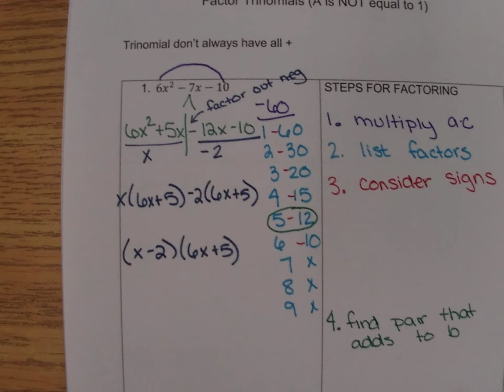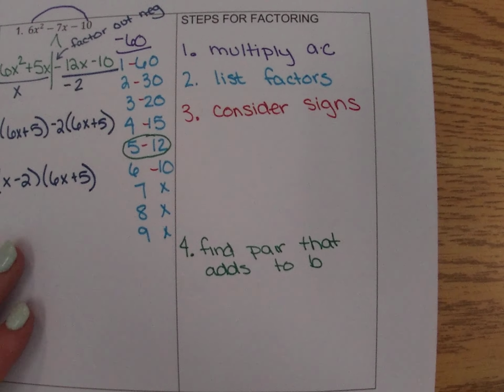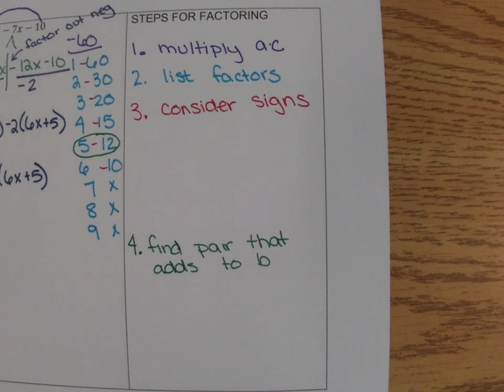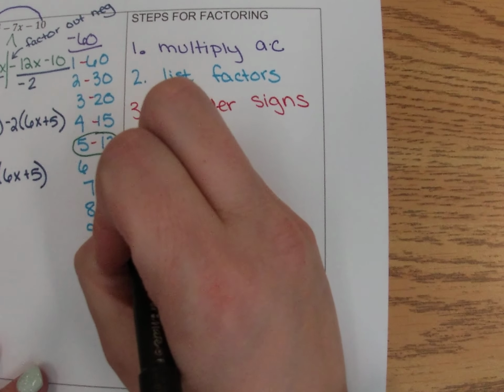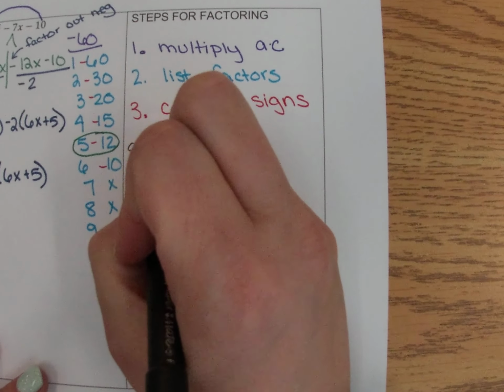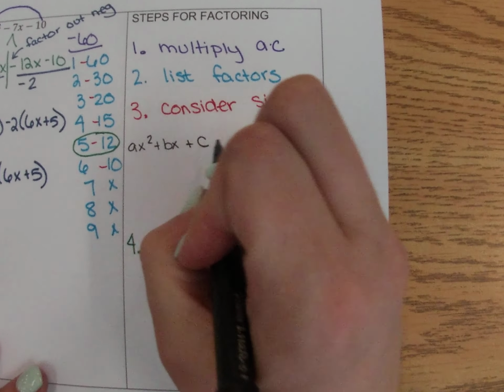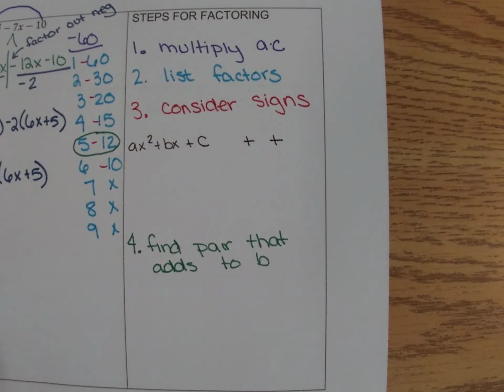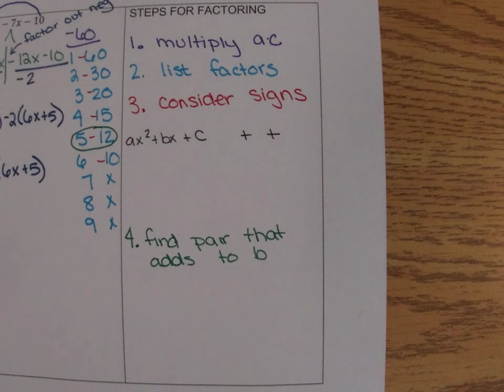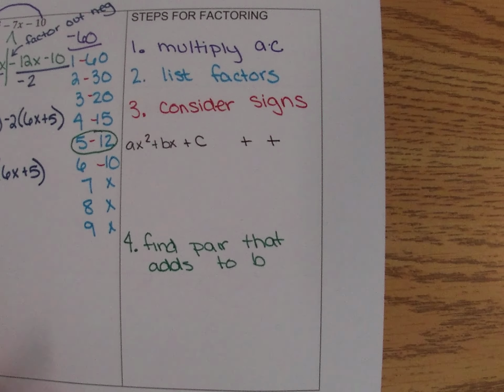Now, ideally, we would be able to think through that entire process and come up with the correct signs every single time. You are not going to get this on your test. But to help you start thinking about this, if we are in the form ax squared plus bx plus c, where everything is positive, then we know we want our two signs to be positive. That's everything we looked at yesterday.